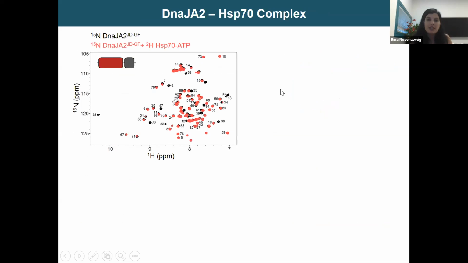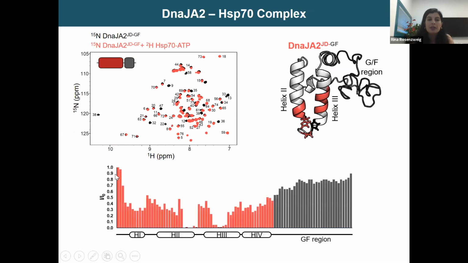We add HSP70, we see nice peak broadening, the binding is intermediate exchange. We can plot the intensity ratios and map the binding onto the structure of DNAJA2 J domain GF. And we see that HSP70 binds to helix 2. It has this conserved HPD motif here, which is also involved in binding. Biochemically, it was shown to be essential for the activation. And then we see that HSP70 also binds to helix 3. Now, the GF region is not affected at all. The disordered region does not play a part in the interaction.